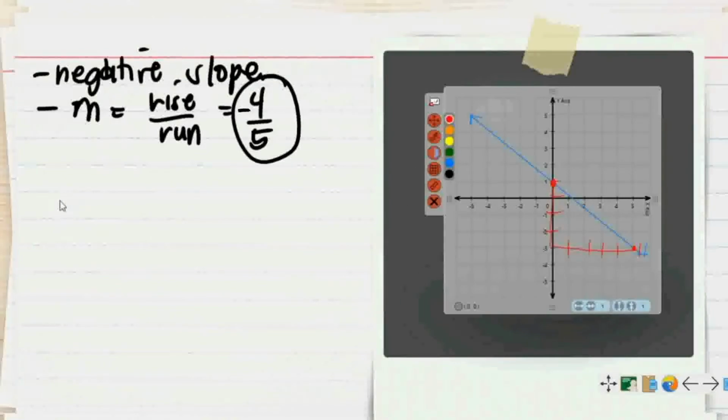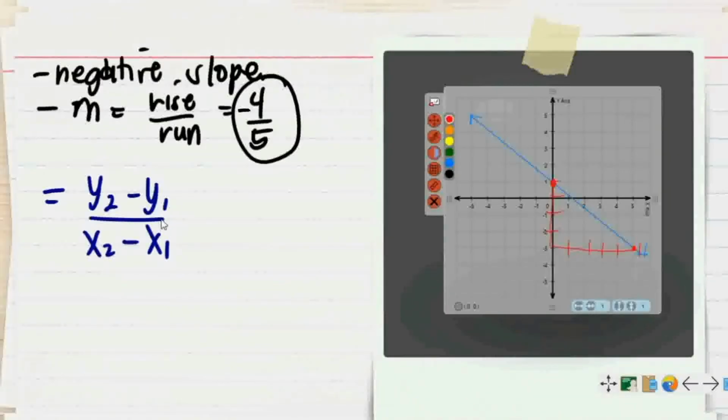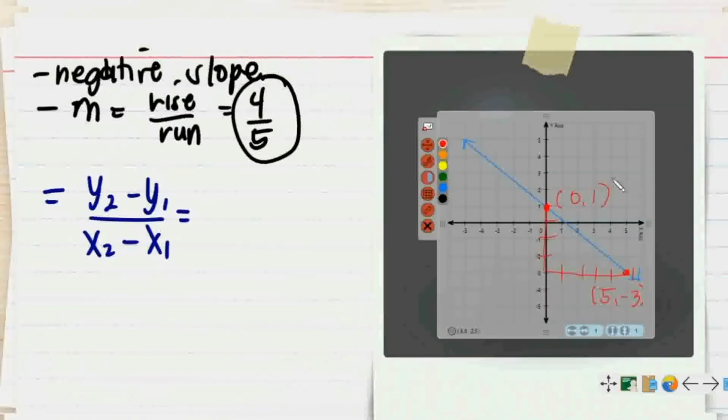So, kung gagamitin natin yung formula na y sub 2 minus y sub 1 over x sub 2 minus x sub 1, change of y over change of x. So, kailangan natin hanapin yung points nito. Yung coordinates nito, so, 0 and 1. Dito naman, positive 5 and negative 3. So, kahit saan naman dyan, pwedeng maging x sub 1 and y sub 1, and then x sub 2 and y sub 2.